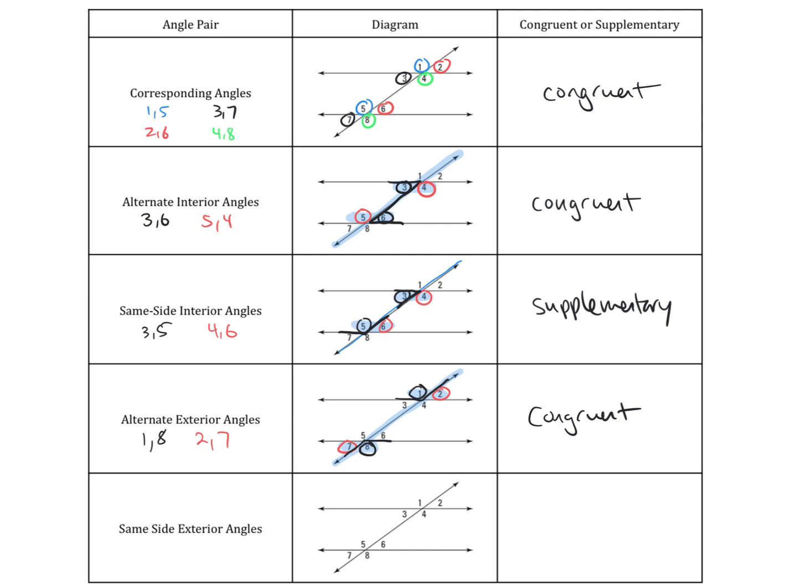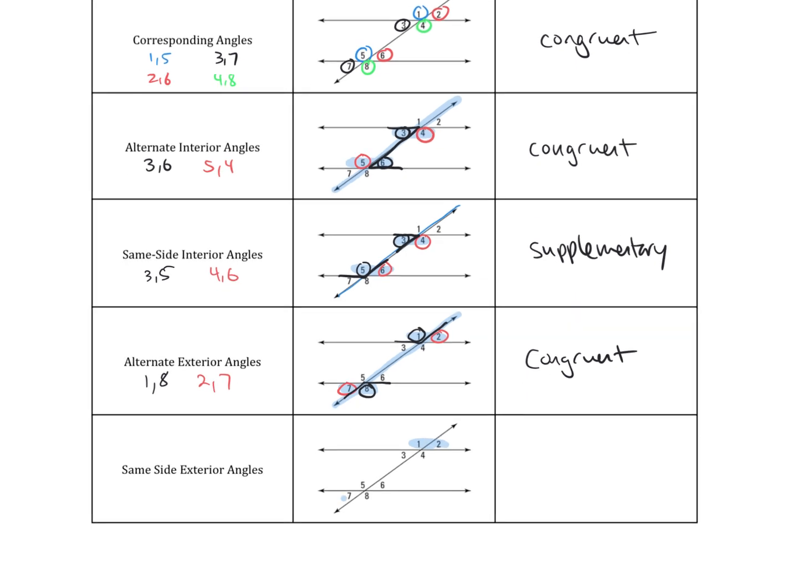And our last definition, same side exterior angles. So again, we're looking at these outside exterior angles, 1, 2, 7, and 8. But this time the same side of the transversal. So angles 1 and 7 would be same side exterior angles, and 2 and 8 would be same side exterior angles. And looking at those angles, angle 1 is an obtuse angle. Angle 7 is acute, so they don't appear to be congruent. They must be supplementary.